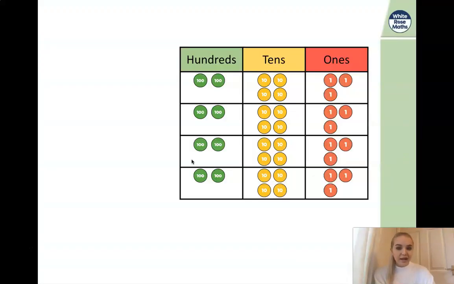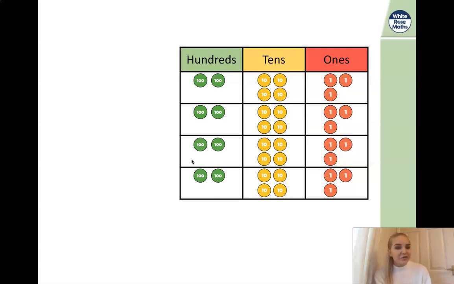So, in today's lesson, we are going to be again looking at multiplying two numbers. This time we are going to be multiplying a 3-digit number by a 1-digit number. I want you to have a think here. What are my two numbers that I am dealing with today, just by looking at my place value chart? Have a think and pause the video, please.